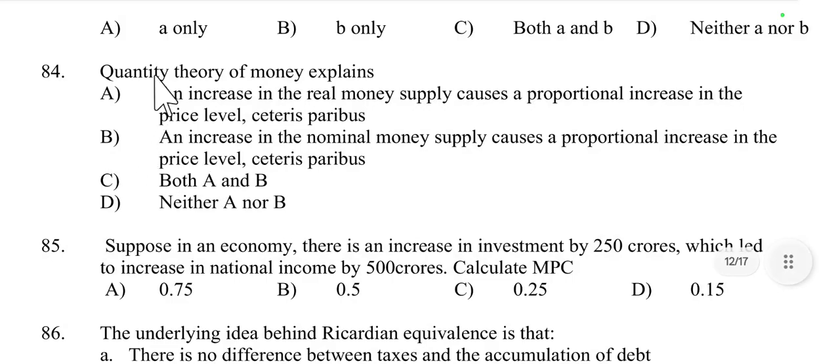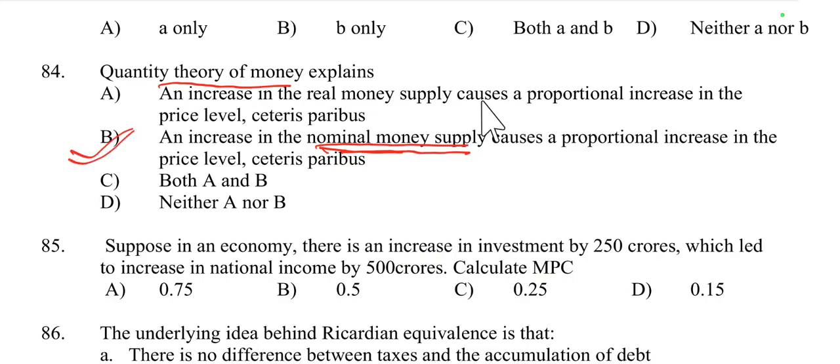Then the next question: the quantity theory of money explains what? An increase in the real money supply causes a proportional increase in the price level, ceteris paribus, or an increase in the nominal money supply causes a proportional increase in the price level, ceteris paribus. Ceteris paribus means other things remaining constant. So what changes, the nominal money supply or the real money supply? The quantity theory of money explains the nominal money supply, not the real money supply. So option B is right.